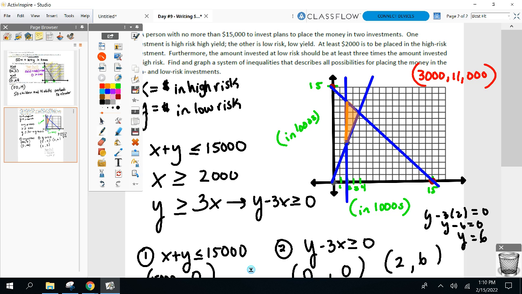It's like a parallelogram. Yeah, whatever you want to call it. I'll put it right there. There you go.